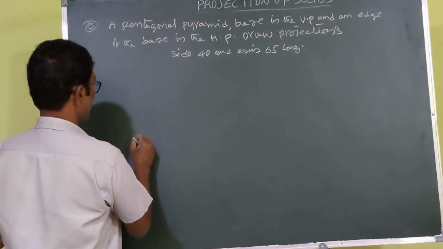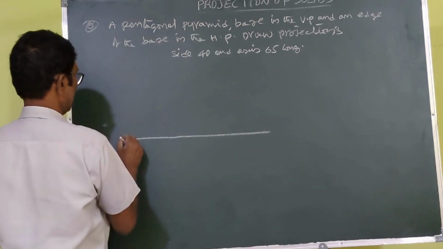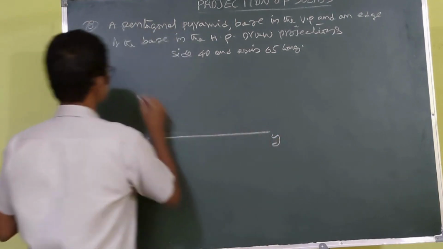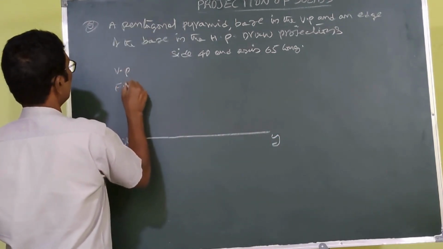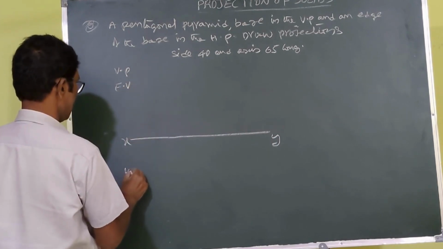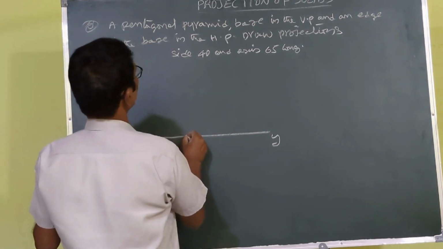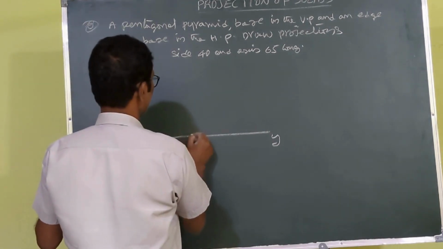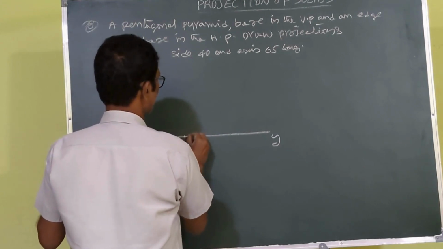First, as usual, you draw the XY line, the XY reference line. This is the vertical plane, front view. This is the horizontal plane. You have to construct the pentagon. You draw it on the XY line. You take it as a point. From here to here, draw the 40.